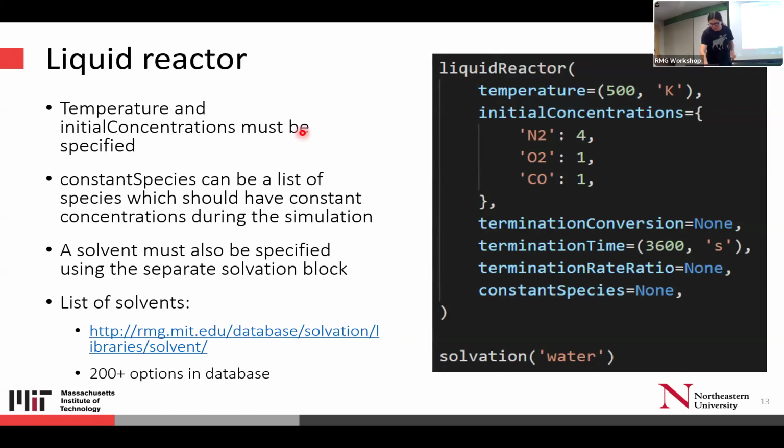So for this one, you specify the temperature and initial concentrations of your species. You can also specify constant species, which would be a list of ones that you want to have a constant concentration. You also have to specify the solvent that you're using for your liquid reactor. RMG has a database, so you can basically use a keyword. You can look up the different solvents on the website here, and I checked, there are more than 200 in the database, so people have been working hard getting those solvent corrections in.